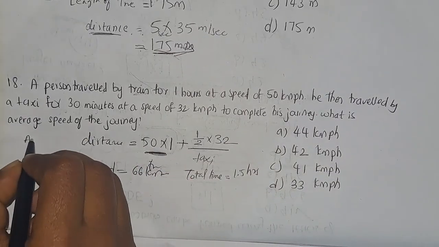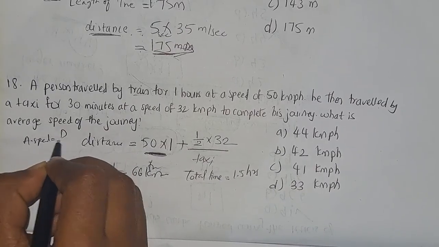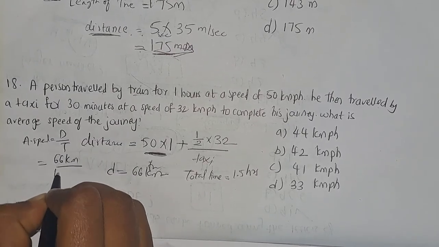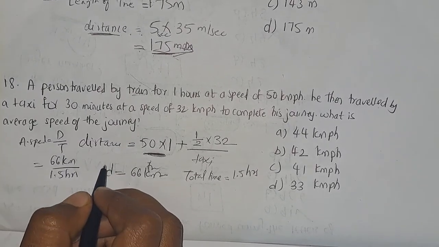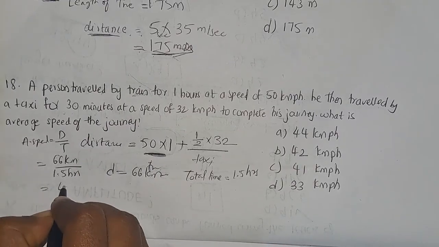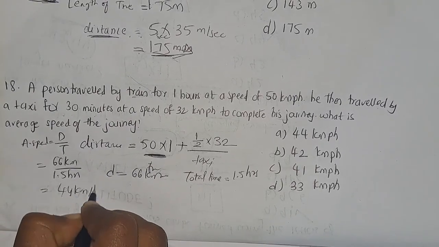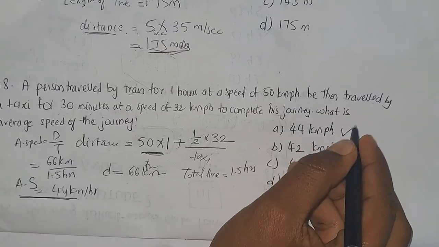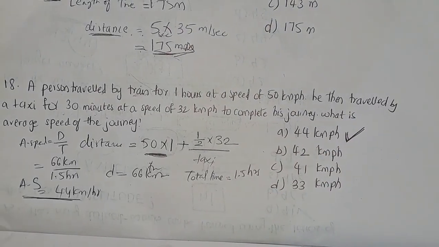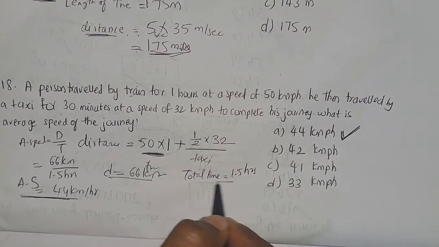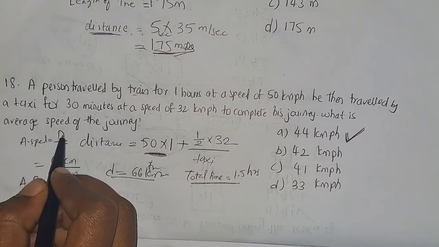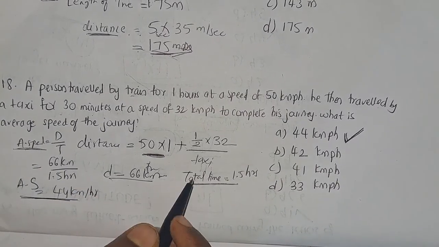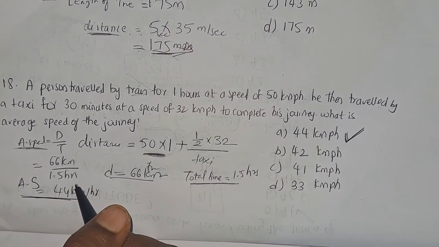So what is average speed? Distance by time. What is distance? 66 kilometers. What is time? 1.5 hours. So you will get it as 44 kilometer per hour. So this is the average speed. So your answer is 44 kilometer per hour. Just add distance and total time, and speed is equal to distance by time, that is average speed. Therefore you will get the answer.